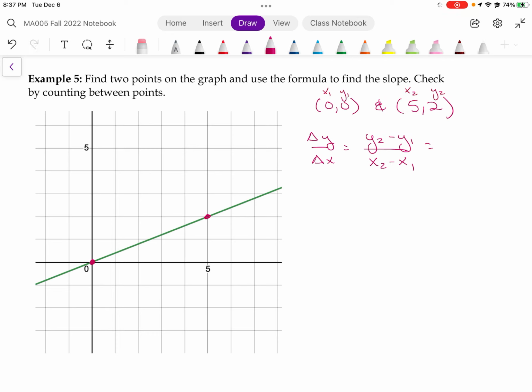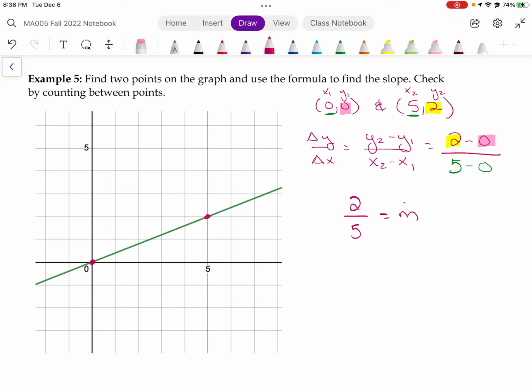So let's subtract y2 minus y1. 2, that's this one, minus 0. That's that one right there. All right, over x2, which is going to be 5. That's that one right there. Minus 0, that's that one right there. All right, so continue on. 2 minus 0 on top is 2. 5 minus 0 on the bottom is 5. So the slope is 2/5.